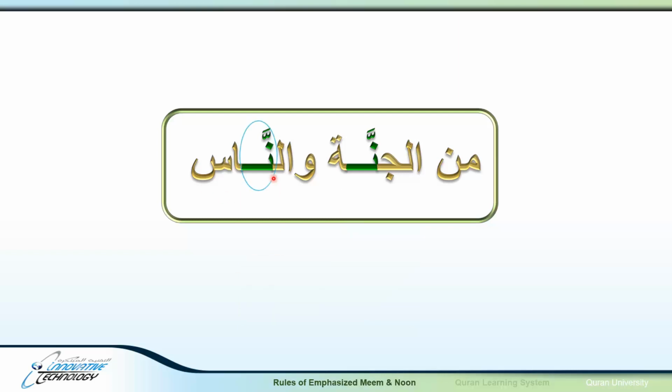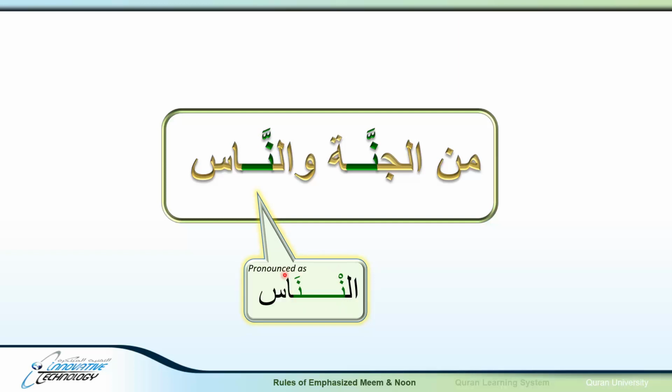Let's take now the second example, an-nas, noon with shadda. Basically, it is 2 noons, the first with sukoon, an, second one, nas, an-nas. So we give it ghunnah for 2 units.